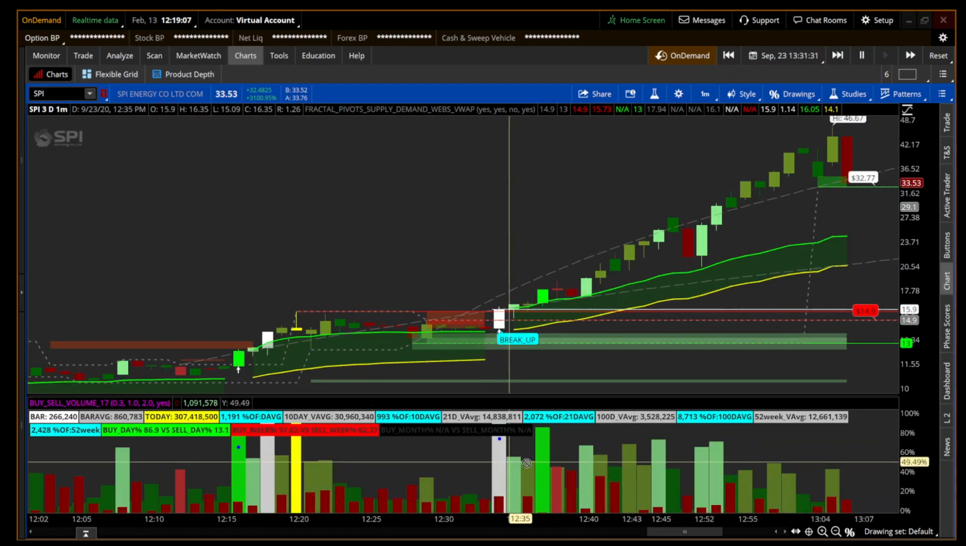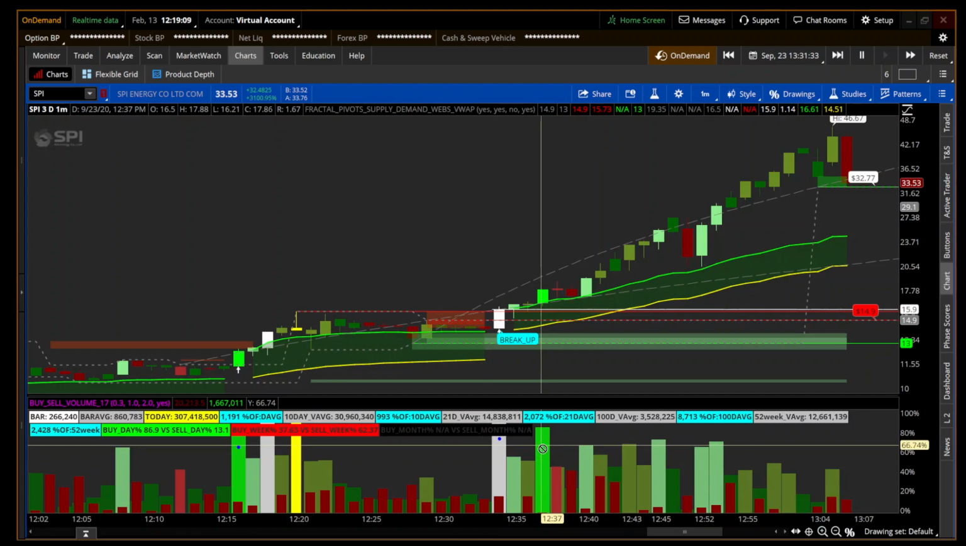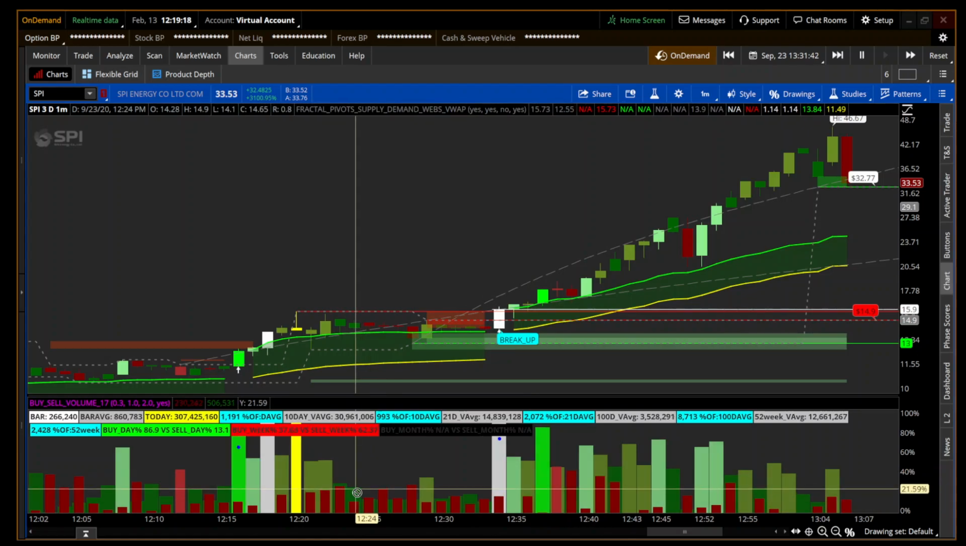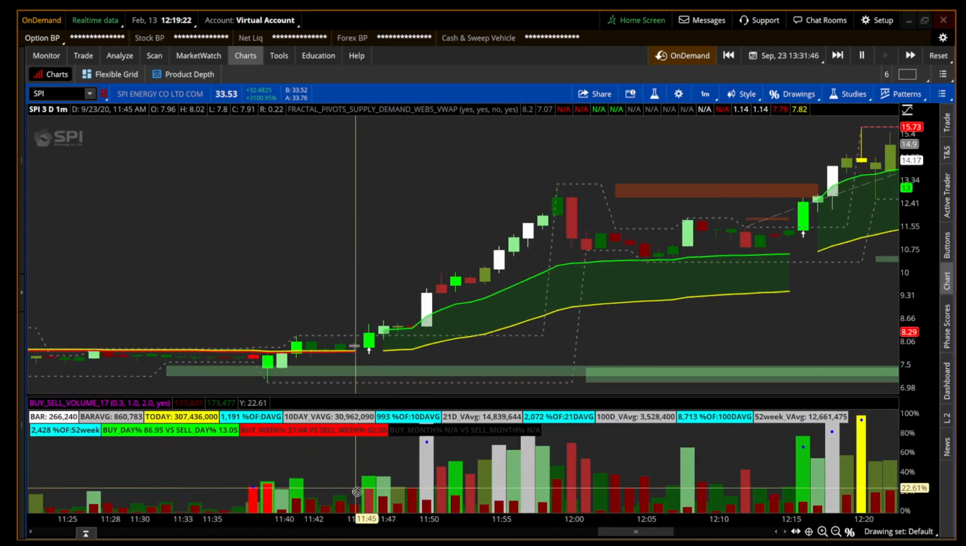You get green if it's high volume. You get this light green if it's above average volume. You get this dirty looking green if it's just average volume, and you get dark green if it's below average volume. Same situation with the selling.